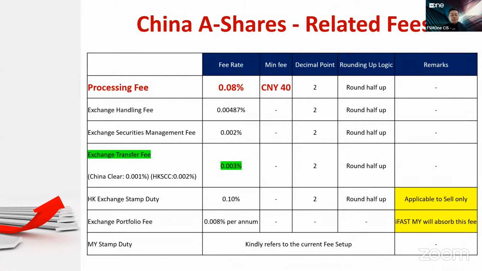So you do not need to remember all the fees that we have here. This is our China A-share related fee. The most important will be the processing fee that we charge. Under the FSMOne platform, we are charging 0.08%, and the minimum fee is CNY 40 for each buy or sell transaction.